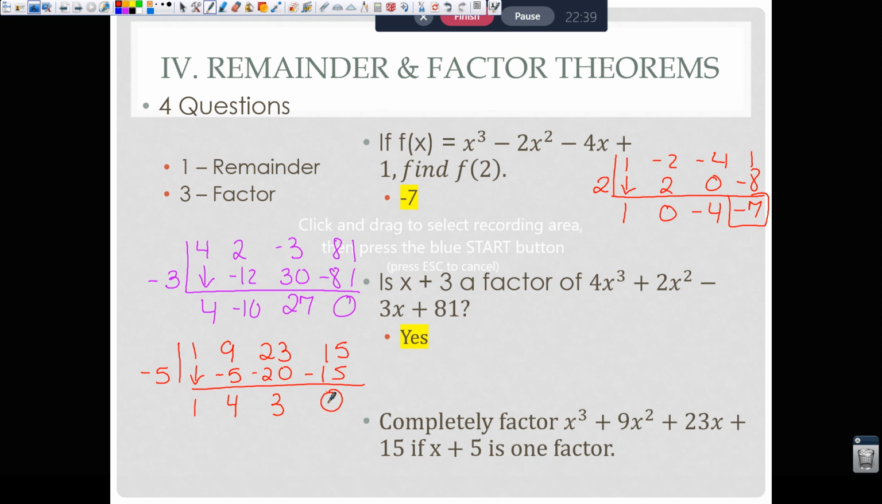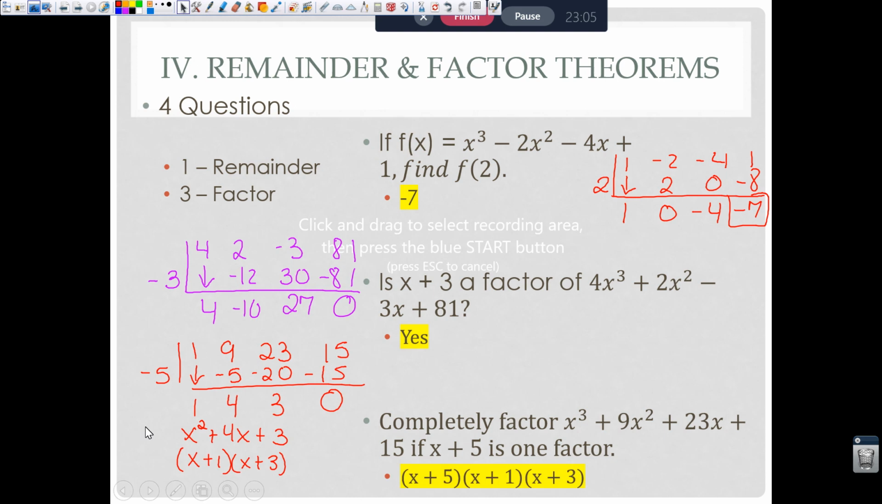However, now I need to set this up as an equation. So I have my quotient, x squared plus 4x plus 3. So now I need to find two numbers that multiply together to equal 3, that add together to equal 4. So those would be x plus 1 and x plus 3. So all of my factors are x plus 5, which was given to us, x plus 1, and x plus 3.